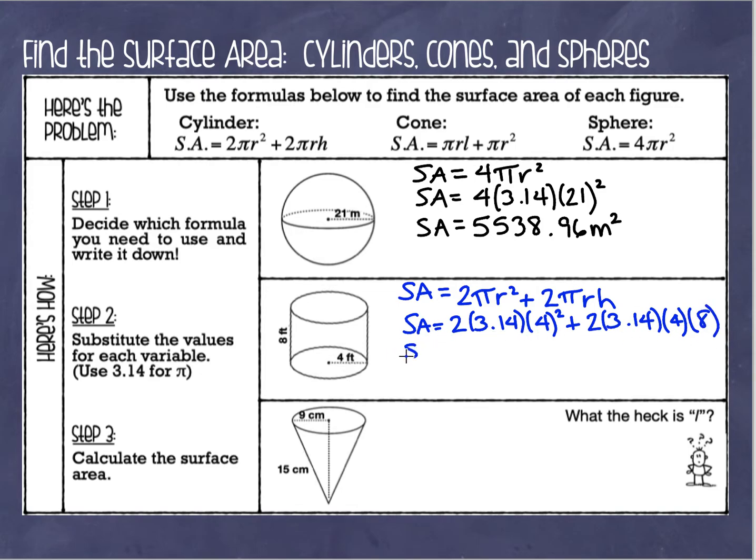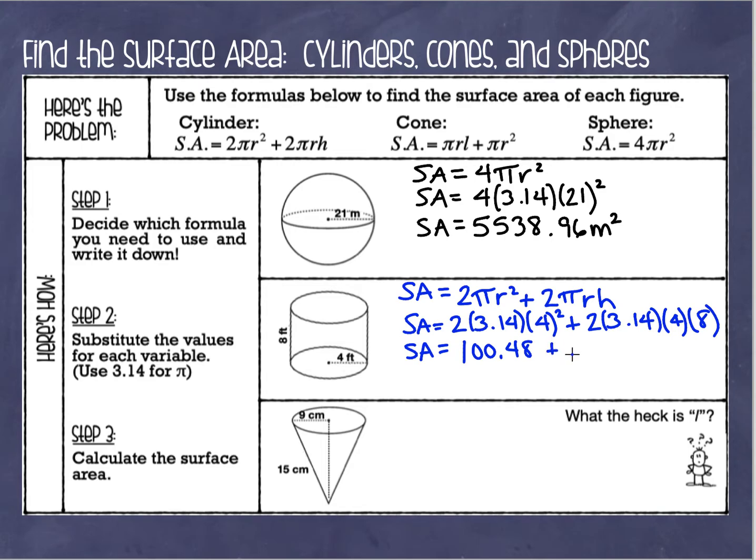Now I think it's a good idea to do this in 2 parts. So let's multiply the first part together. So we're going to do 2 times 3.14 times 4 to the second power, which we know is 16. And that's going to give us 100.48. So that's what we have so far for this part.